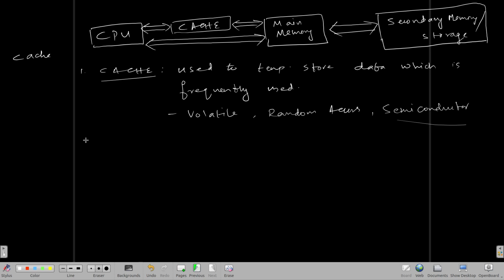So that was cache. The second type is one type of main memory, which is called RAM. The expansion of RAM is random access memory.